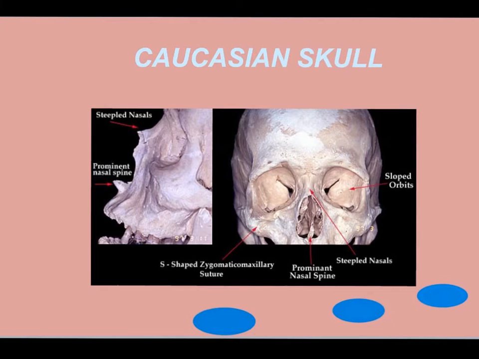With the Caucasian, one of the things we notice is this prominent nasal spine, and this right here was very helpful in identifying Caucasians. They also will have a much steeper nasal area. The eye socket orbit is more sloped and more of an S-shaped zygomatic arch as far as when we look at our sutures in this area.